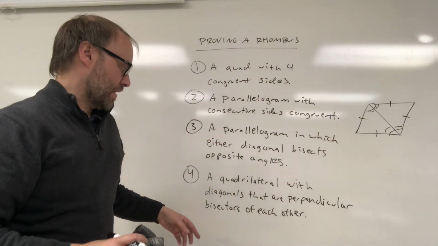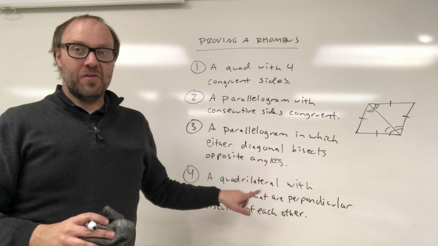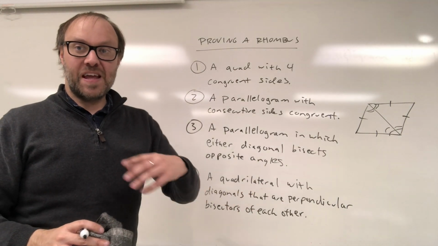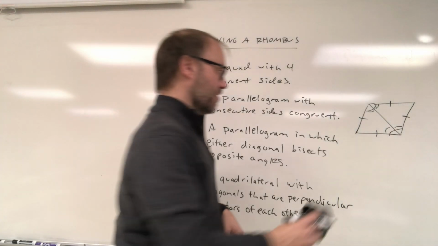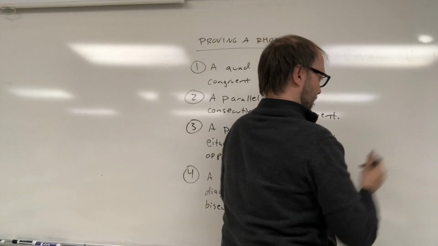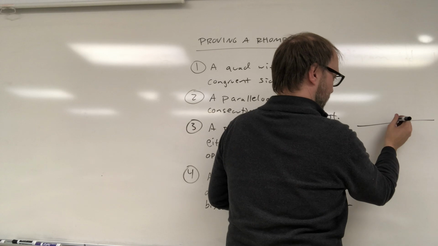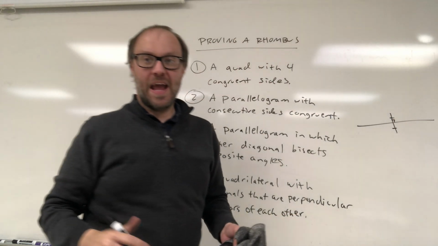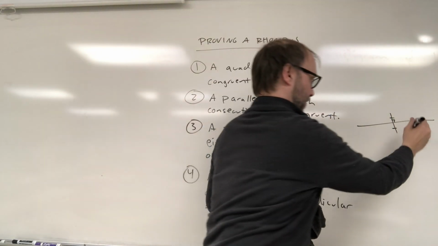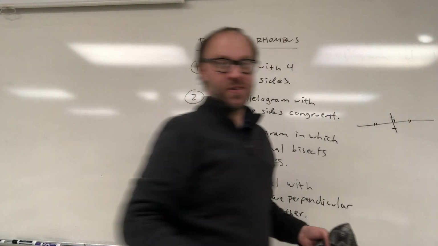The last one. Not a parallelogram. You don't have to show it's a parallelogram for this last one. You just have to have a quadrilateral, four-sided shape with diagonals that are perpendicular bisectors of each other. Notice, it doesn't say the diagonals have to be congruent. They just have to be perpendicular, and they have to be bisecting each other. Maybe something that looks like this, okay?